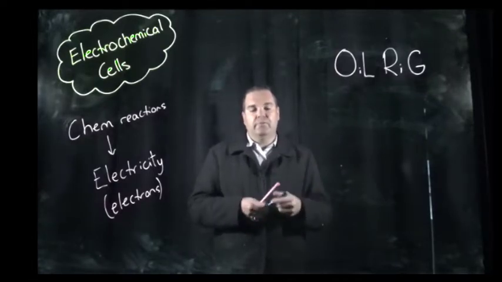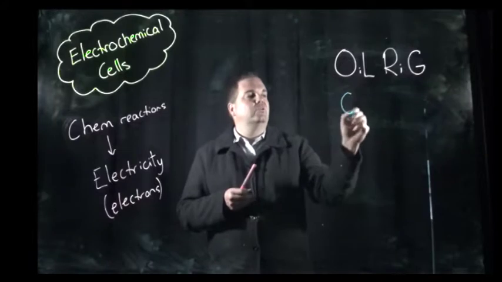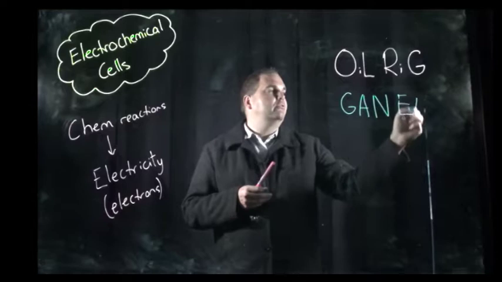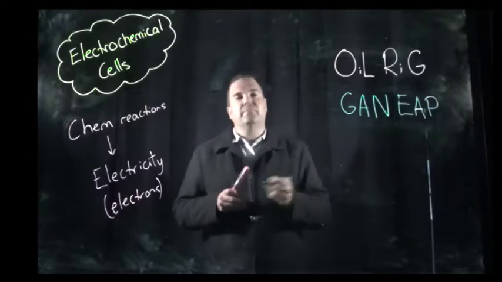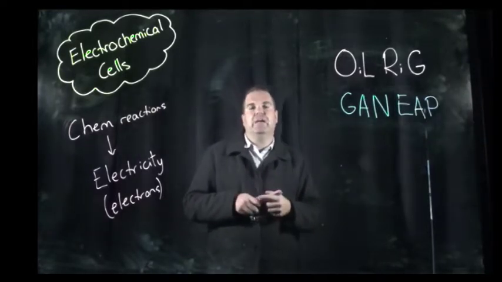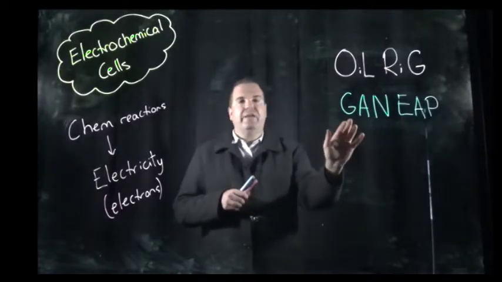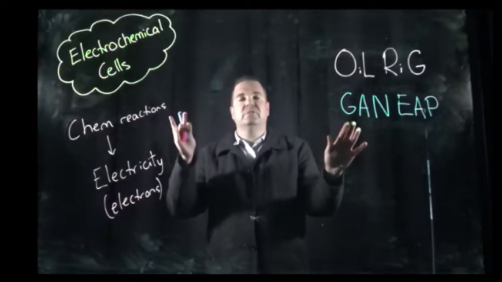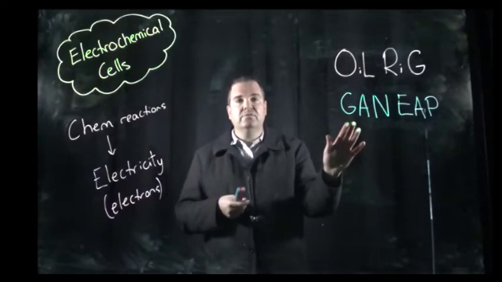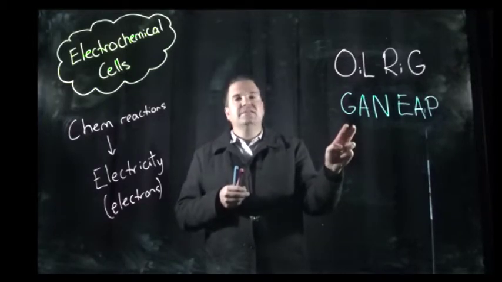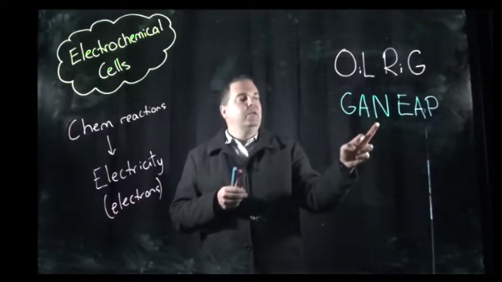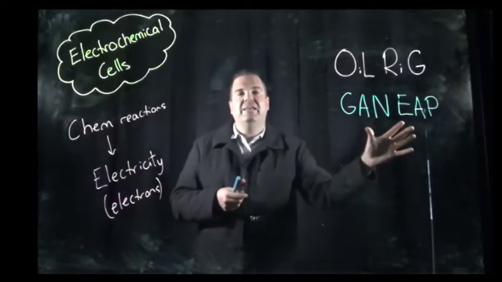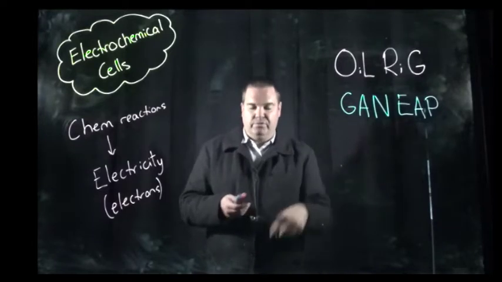The next one I'm going to be looking at is called GAN-EAP. This is one a student of mine came up with a couple of years ago, so I can't claim credit for it. GAN-EAP is something you can use to work out the polarity at each of the electrodes. In a galvanic cell, which is what an electrochemical cell is, and I should have mentioned that earlier, electrochemical cells are also called galvanic or voltaic cells. They're exactly the same. In a galvanic cell, the anode is negative. In an electrolytic cell, which will be the next video, the anode is positive. If you remember GAN-EAP, that helps you to work out positive and negative electrodes.